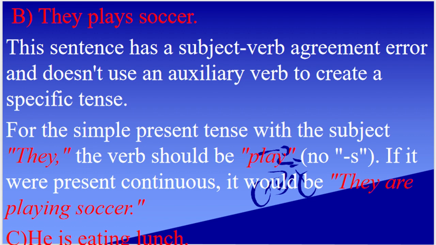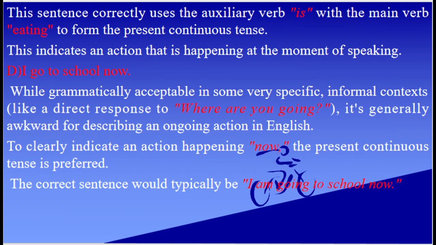C. He is eating lunch. This sentence correctly uses the auxiliary verb "is" with the main verb "eating" to form the present continuous tense. This indicates an action that is happening at the moment of speaking.